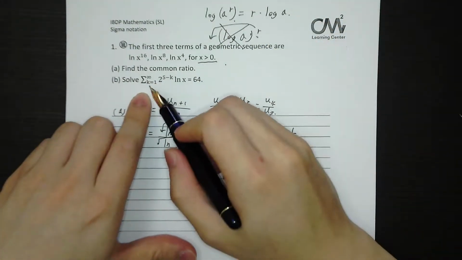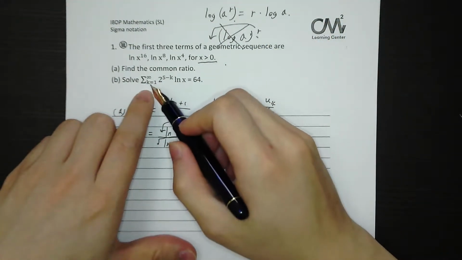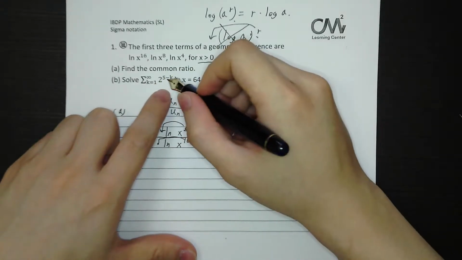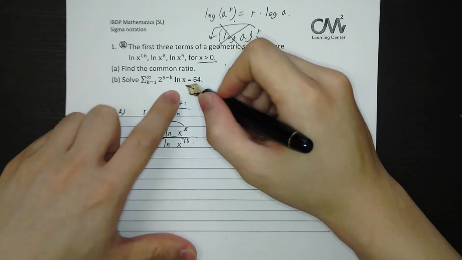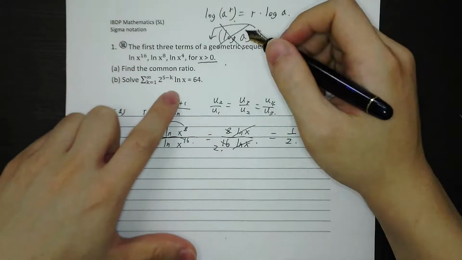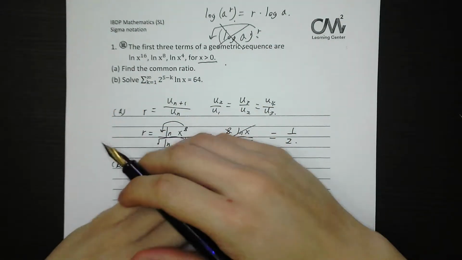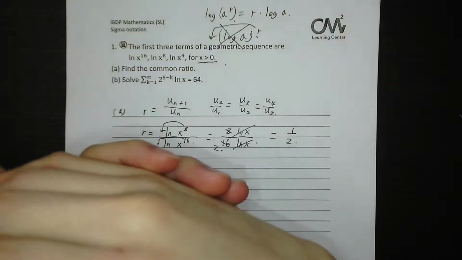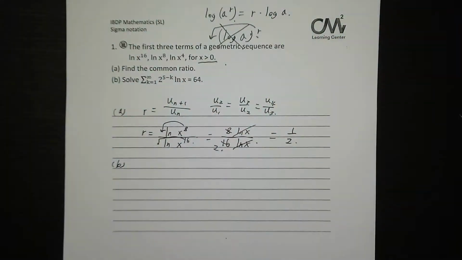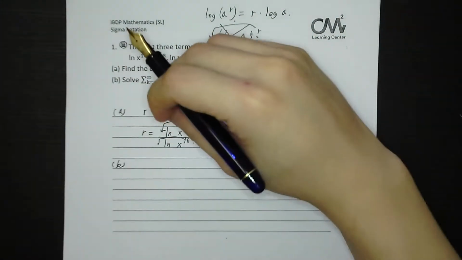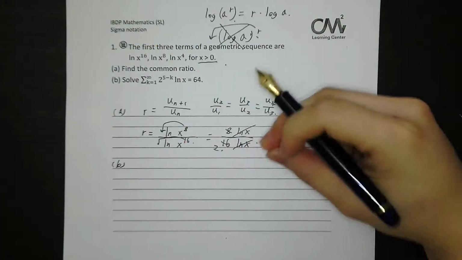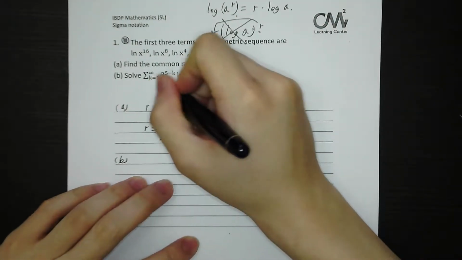Solve the sigma notation from k equals 1 to infinity, 2 power 5 minus k, natural log x, equals 64. So sigma notation means the sum of these number of terms. Let's expand the sigma notation to see how many terms there are. We can sub k equals 1.